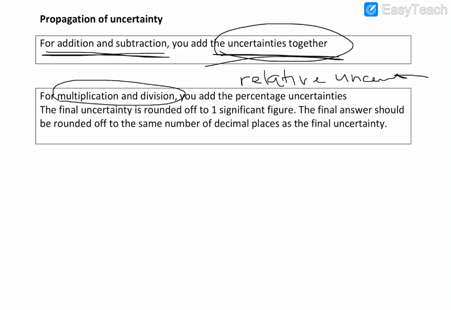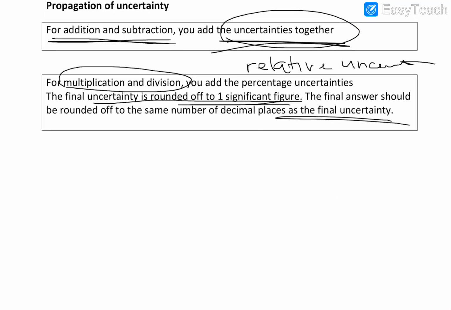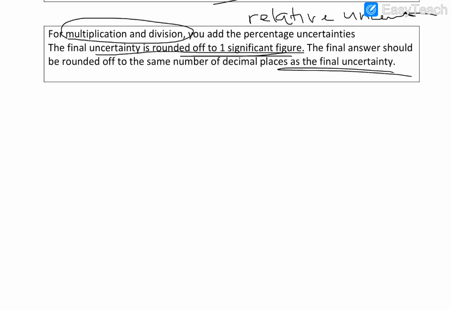And the final uncertainty is always rounded up to 1 SF. The final answer should be rounded up to the same number of decimals as the final uncertainty. So we'll see these two in an example. Let's take this one first. So addition and subtraction.